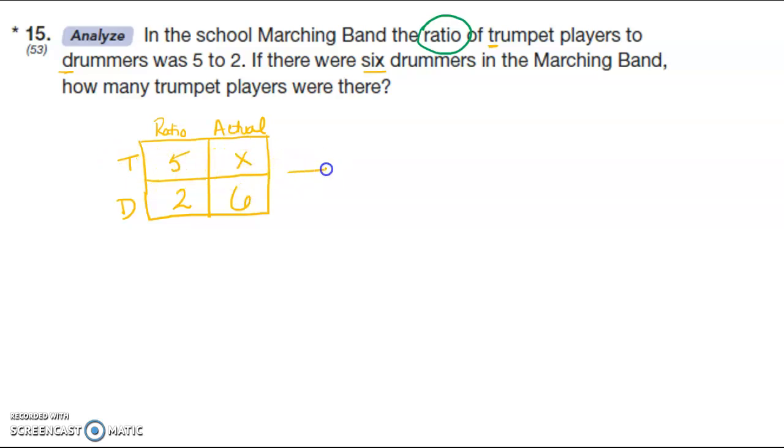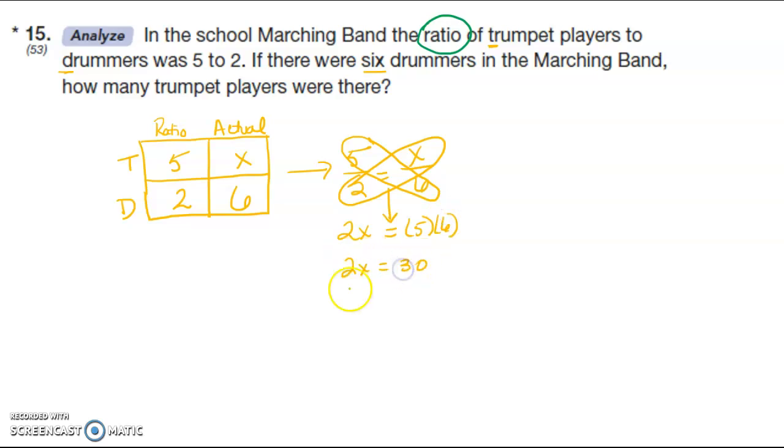So I have my ratio box. I'm going to make my proportion from here. And then I'm going to cross multiply. So let's see if I cross multiply here. I have 2 times x, bring my equals down, cross multiply here, 5 times 6, so I have 2x is equal to 30. I'm going to divide. x equals 15.